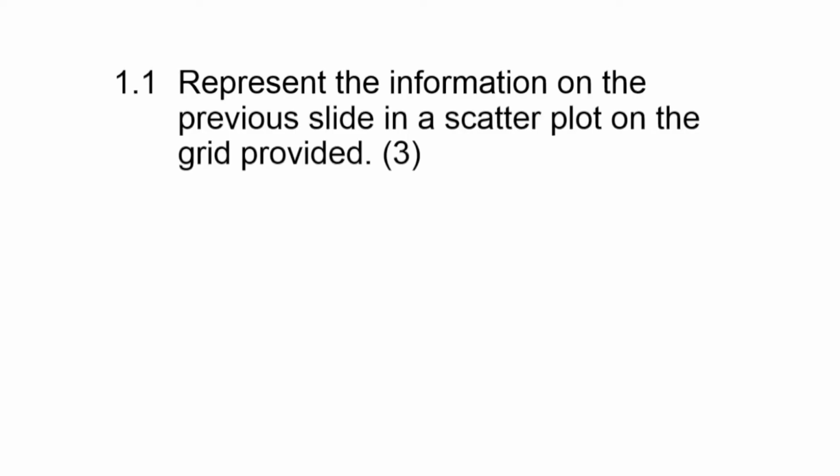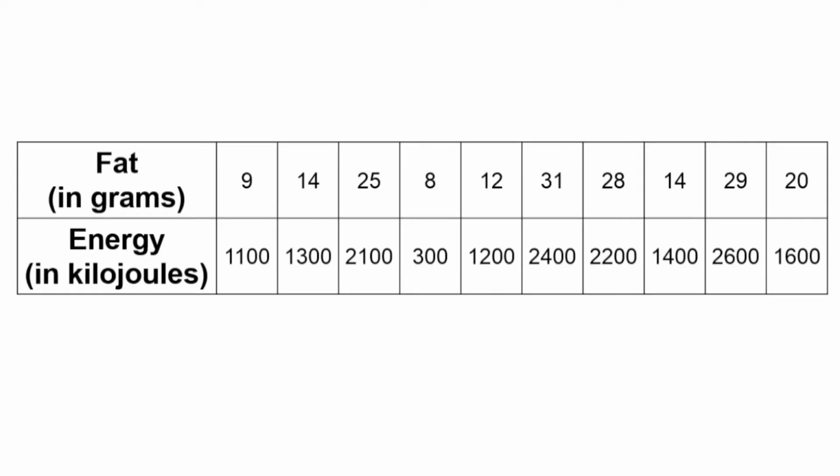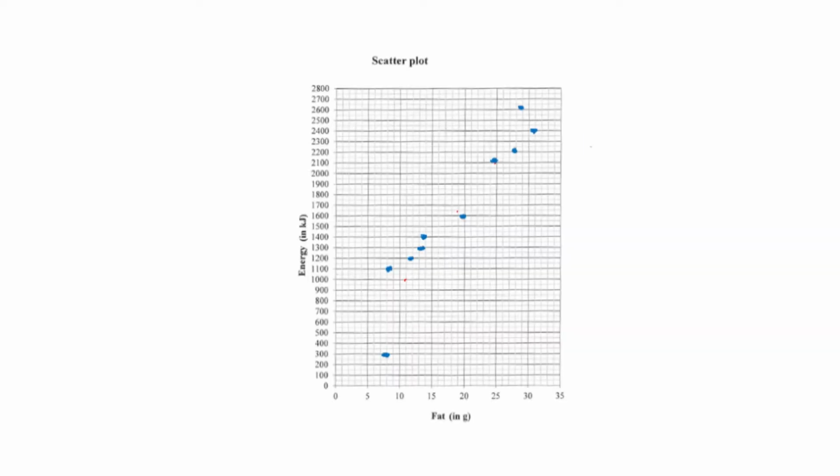Okay, just look at the points here that we actually plotted. Represent the information on the previous slide in a scatter plot. Okay, just plot as I said, on the grid provided. They will give you the grid, just put the points. Now, just see if you agree with us here. It's a table again. So you need to check. These are the points we came up with.